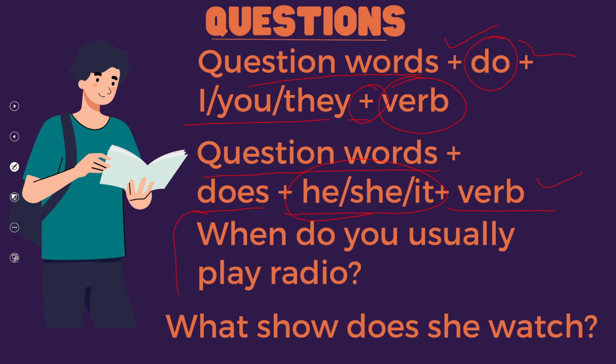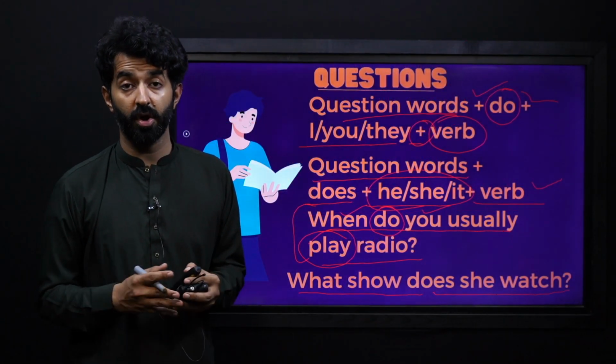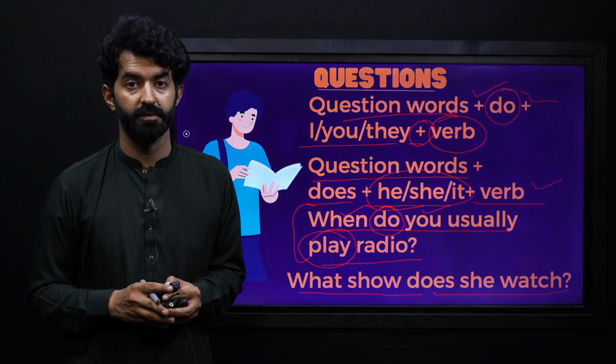Let's see an example. When do you usually play radio? So we added the question word, then we added this verb, and then the pronouns, and then our verb. And then we have another example. It says, what show does she watch? So we know that interrogative sentences or question sentences end with question marks.